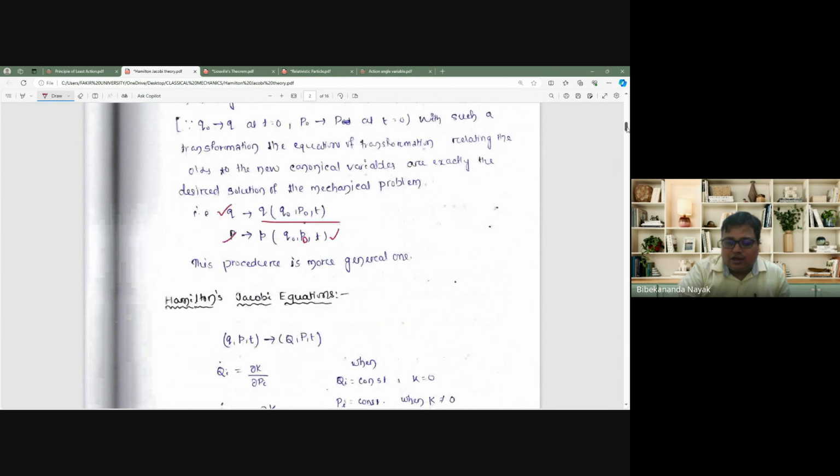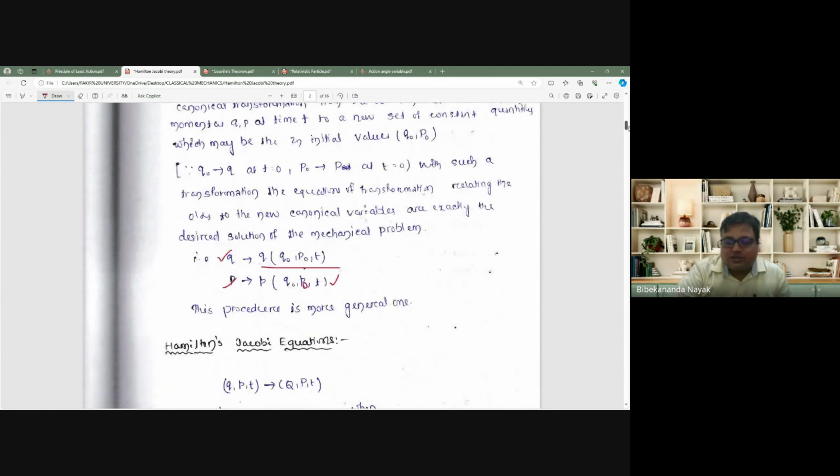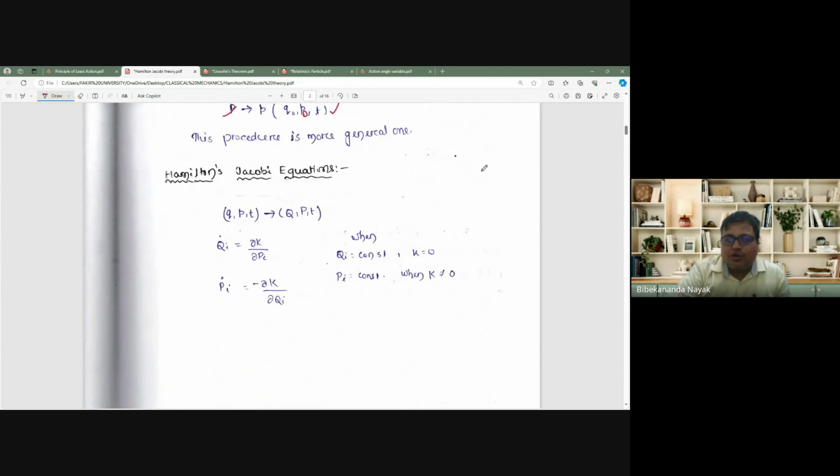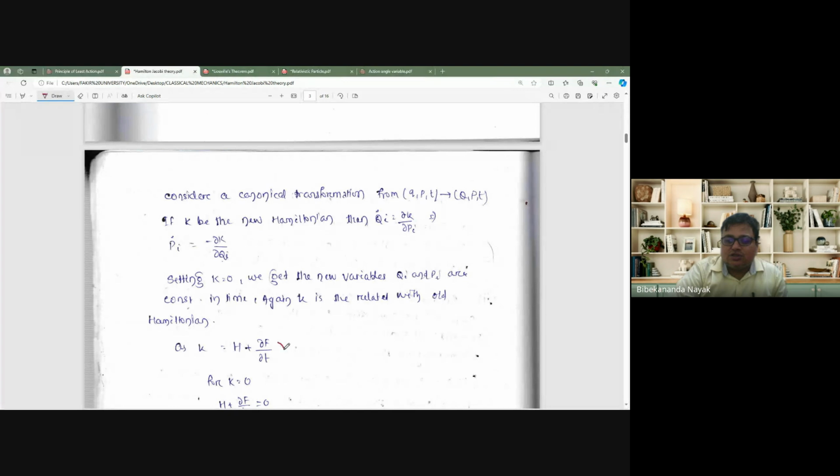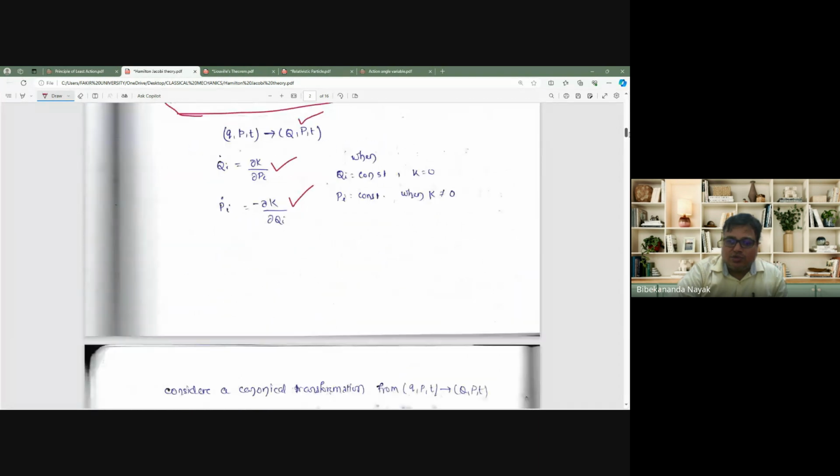By taking this idea, one equation was developed, known as the Hamilton-Jacobi equation. We already know that if you transform small q to capital Q, then capital Q also satisfies Hamilton's equations. If K is the Hamiltonian there, then Qi dot is del K by del Pi, and Pi dot is minus del K by del Qi. And another equation is K equal to H plus del F by del t. F is your generating function. We already discussed that in previous classes.